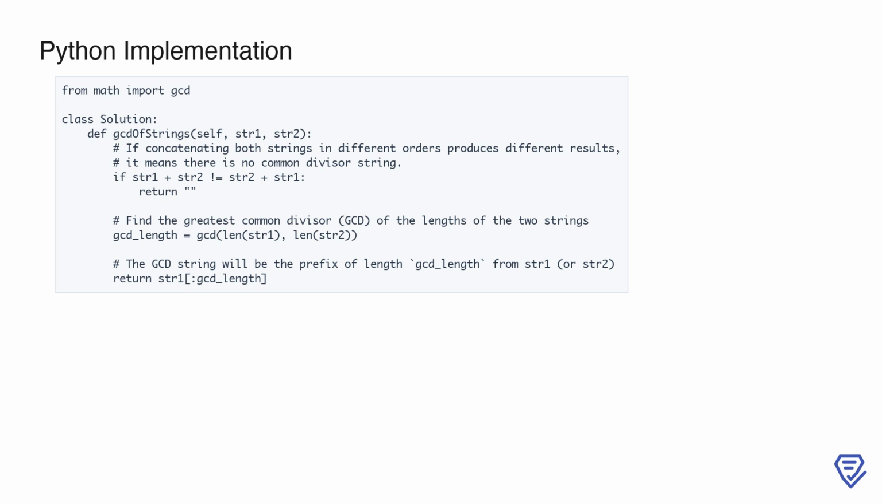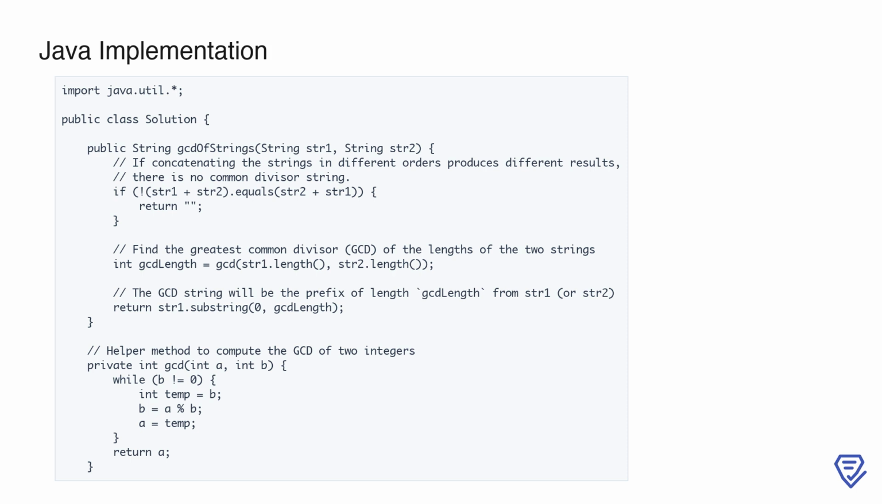In this implementation, we define a public method called GCD of strings that takes two strings, str1 and str2, as inputs. The first step checks if the concatenation of the two strings in different orders is equal. Specifically, if str1 plus str2 does not equal str2 plus str1, it means there is no common divisor string, and we immediately return an empty string. This ensures that the strings must form valid repetitions of some common substring.